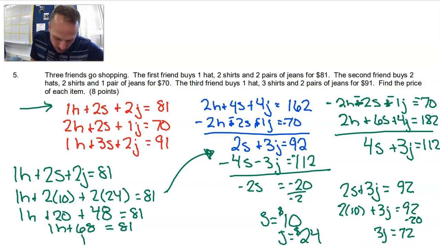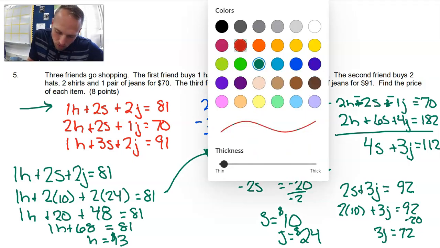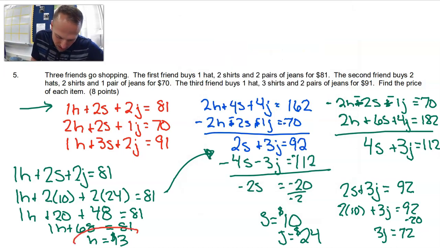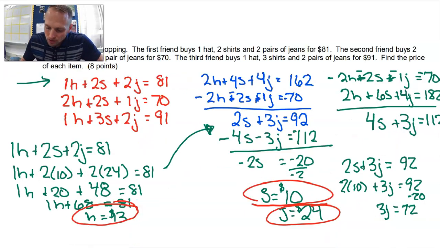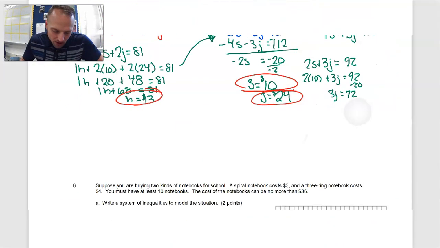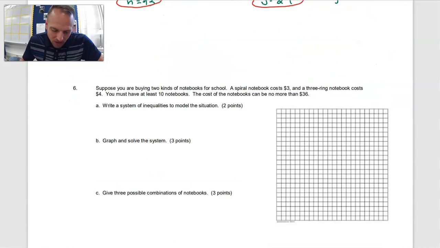Subtract the 68, 1h equals 13. All right, so we've got our answer. Let me see if I can circle this. Don't lose this answer. We worked so hard to get it. A hat is $13. A shirt is $10, and a pair of jeans is $24. Okay. Now there's some more down here, but I know that you can get these.